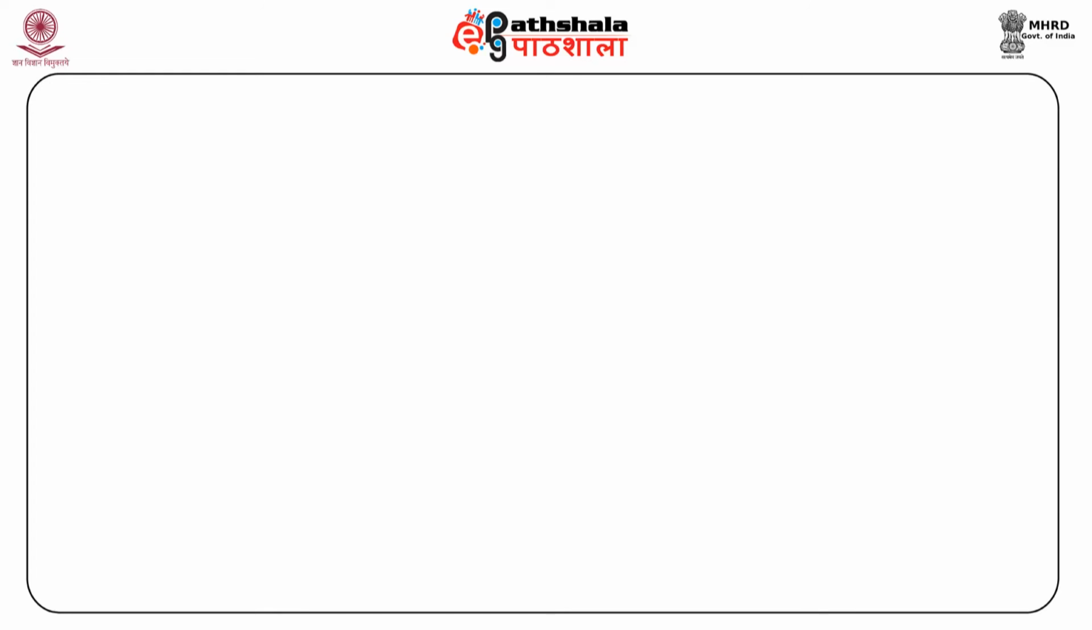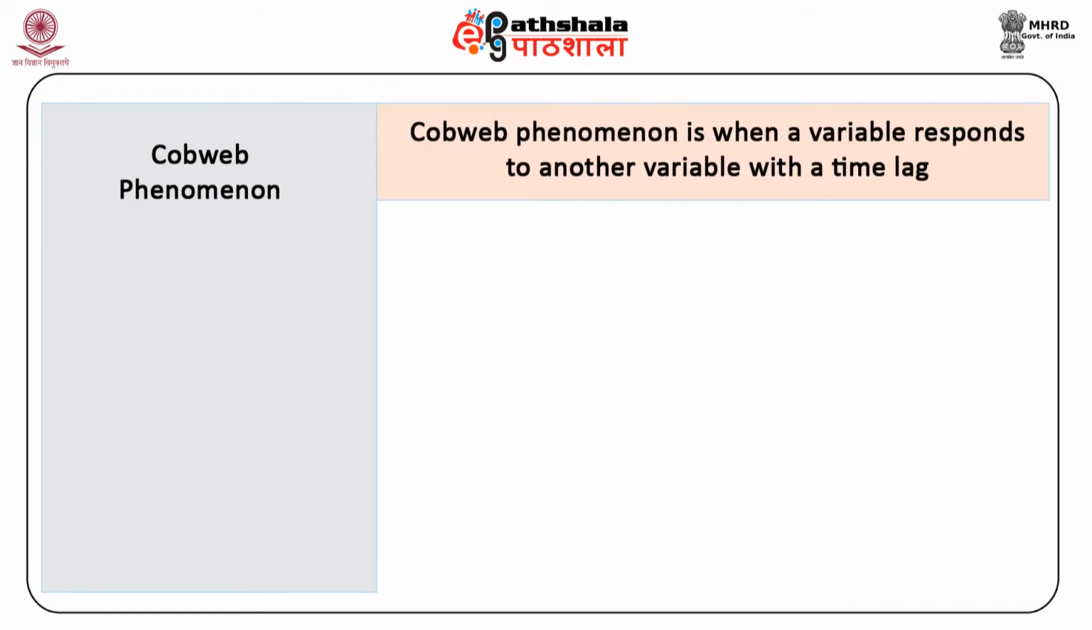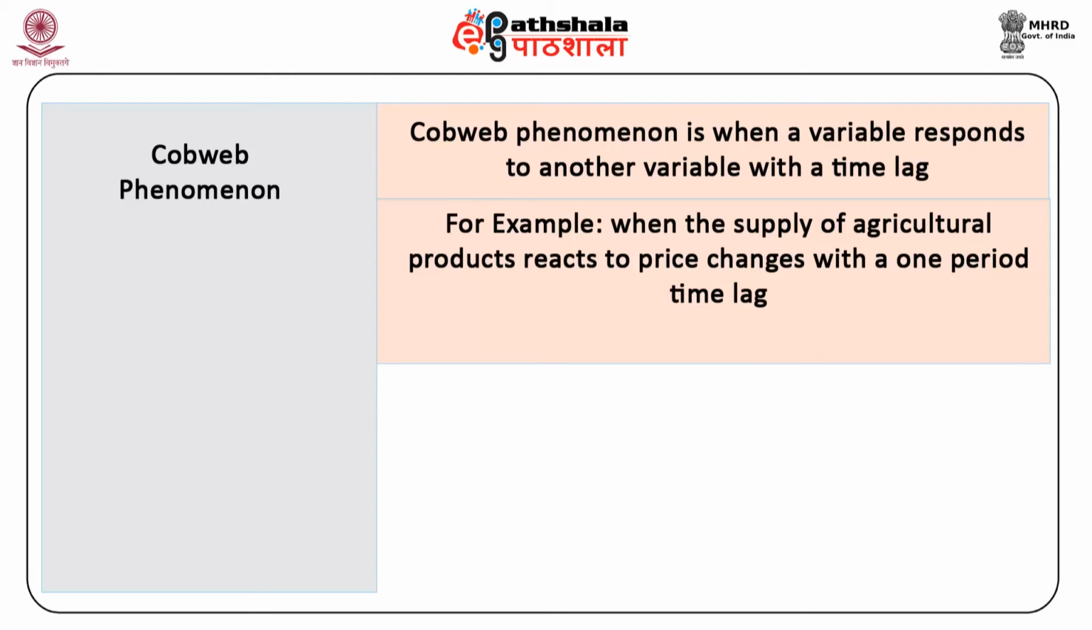Now, the fifth cause is known as the cobweb phenomenon. The cobweb phenomenon is when a variable responds to another variable with a time lag. For example, when the supply of agricultural products reacts to price changes with a one-period time lag. For example, we can write supply_t equals beta 1 plus beta 2 price_(t-1) plus u_t.